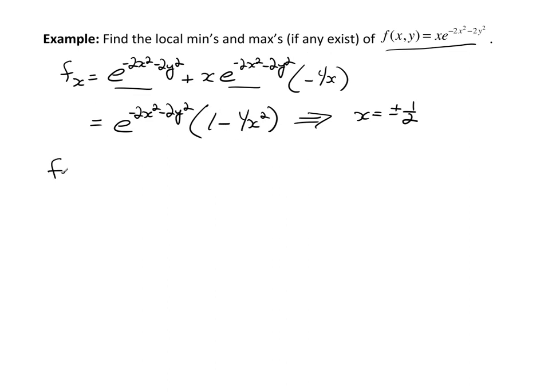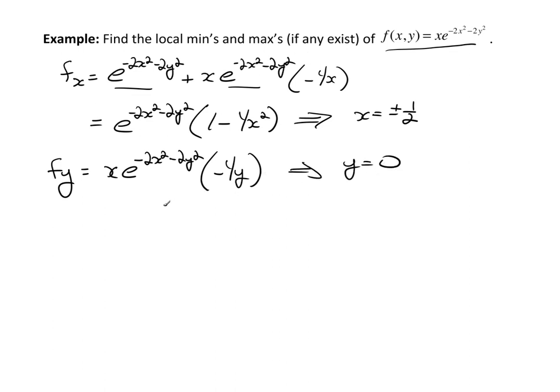So I need to do the same approach with the partial with respect to y. And that's going to be x times e to negative 2x squared minus 2y squared times negative 4y. That will be 0 only when y is 0. So that tells me that my critical points are then going to be negative 1/2, 0, and positive 1/2, 0. So I need to evaluate these critical points and figure out whether I have local mins or max. These are the candidates for extremes.